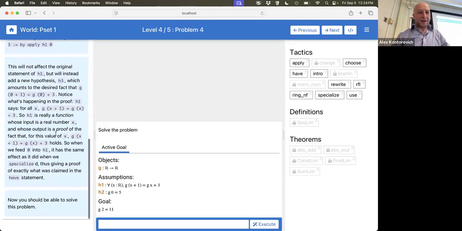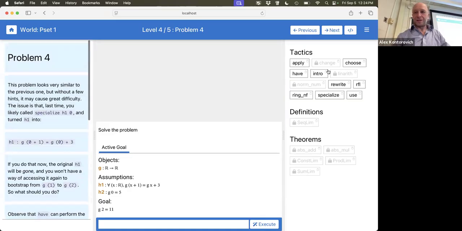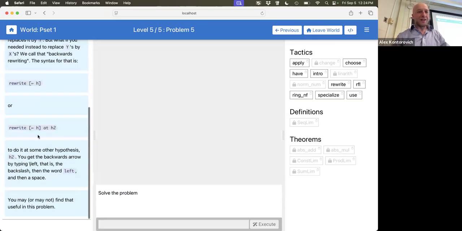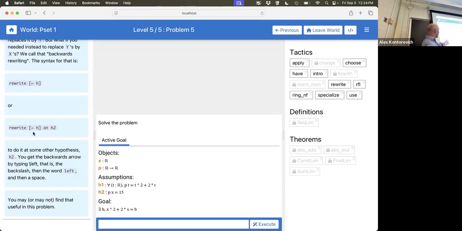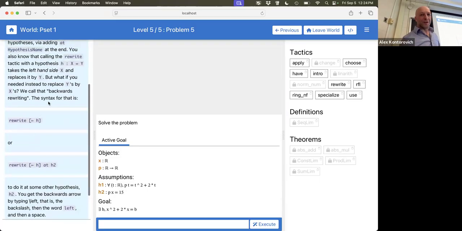Then this one is just more exercises, and this one is about backwards rewriting. So rewriting, if the hypothesis H that you want to rewrite by is x equals y, remember there's not a symmetry in equality. There's a left-hand side and a right-hand side, and when you're rewriting, it's the x that's going to be replaced by y. But if you want to do it the other way around, it's rewrite with a backwards arrow.